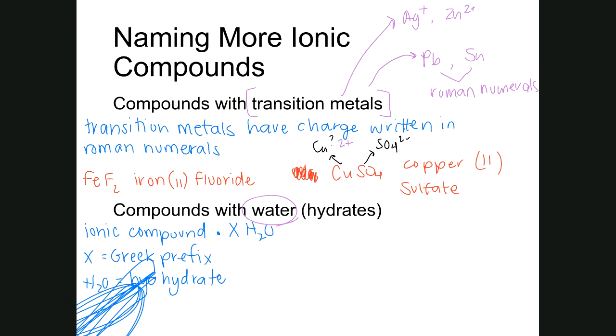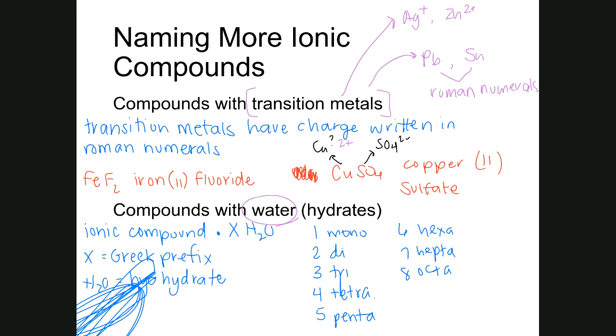So what are the Greek prefixes? Well, 1 is mono, 2 is di, 3 is tri, 4 is tetra, 5 is penta, 6 is hexa, 7 is hepta, 8 is octa, 9 is nona, and 10 is deca. And we're not going to be going any higher than 10.